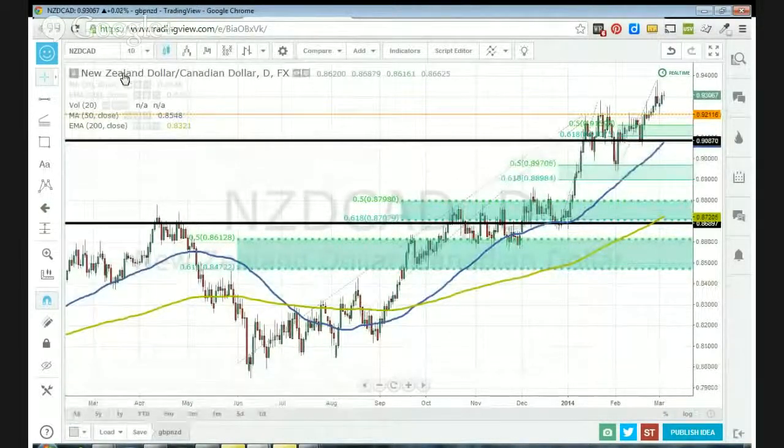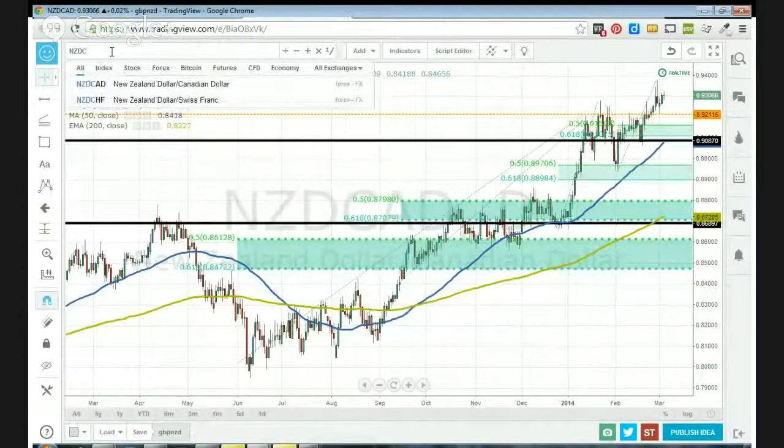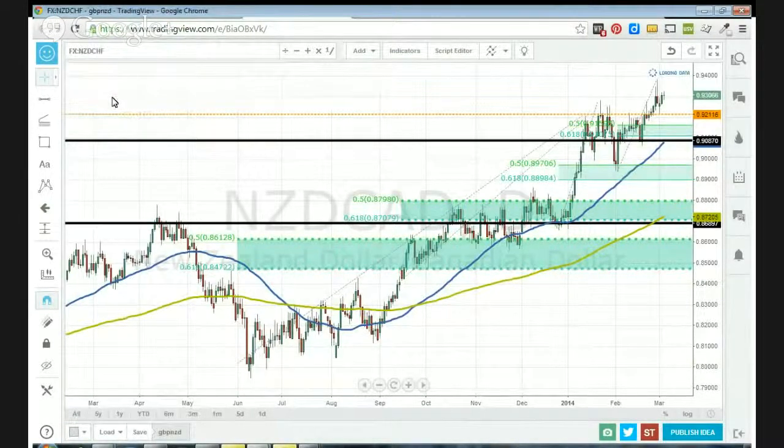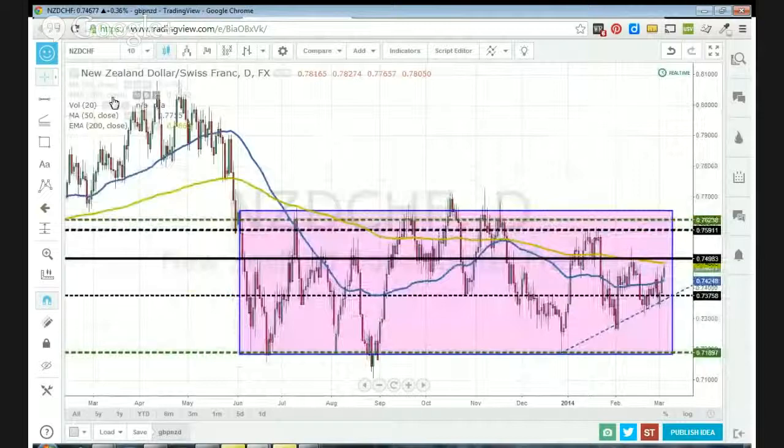Kiwi Canada. Still waiting for a pullback. Nothing yet. Same as it is with all the Canadian pairs. Kiwi Swiss. Yeah, and I'm trading this. It's very similar to the Euro Swiss or Euro Kiwi pair trade I have on. I don't have the order on, which is 50 pips away from being filled. But this is basically the inverse of that.